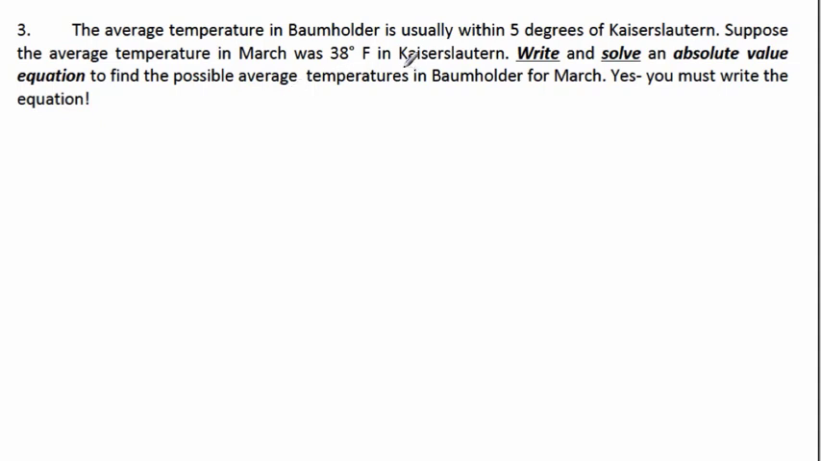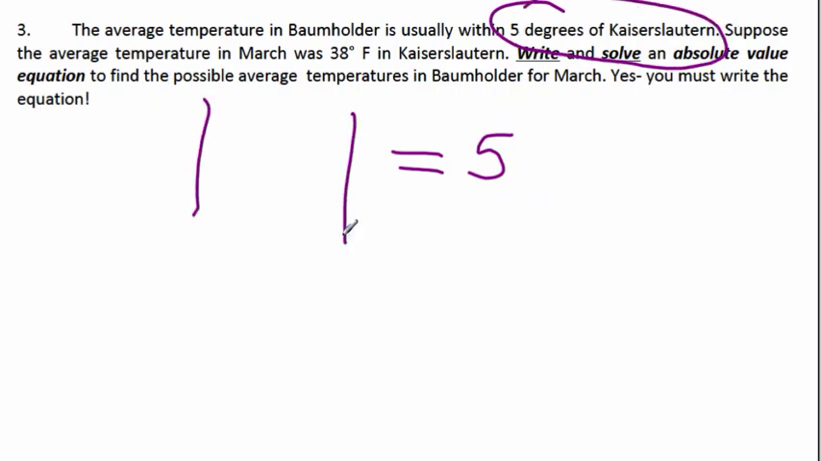Okay, so how are we going to do this? Remember I told you, the plus or minus part, the part that varies, okay? I think it's called the absolute difference. I don't know. But the part that's different, that goes all by itself, that's the 5 degrees in Kaiserslautern. That's the "usually within." Now, the way you write it is some difference is going to equal that. It's the difference between what?